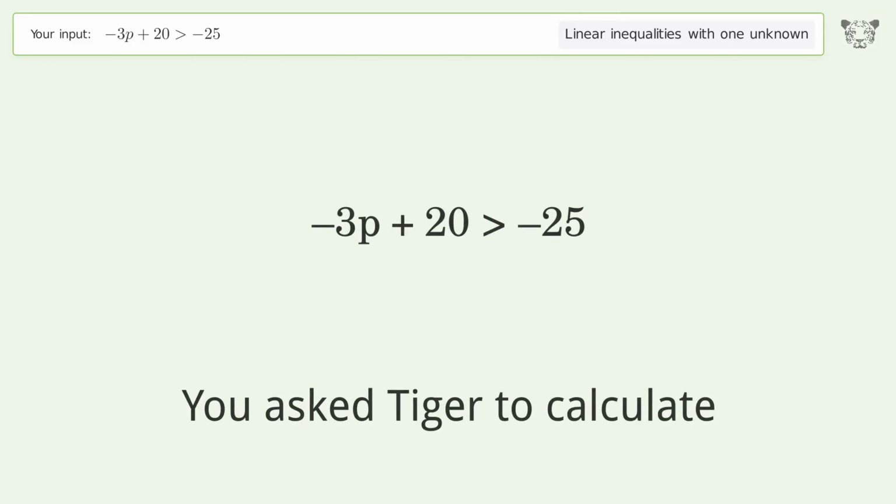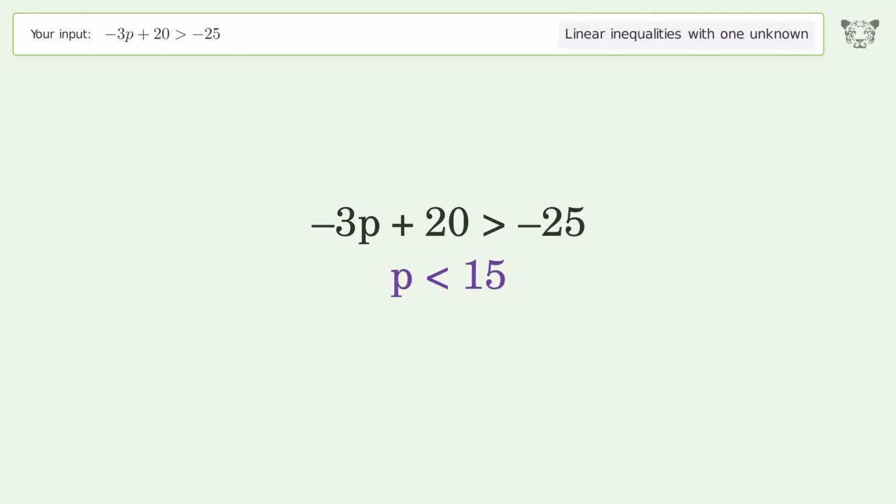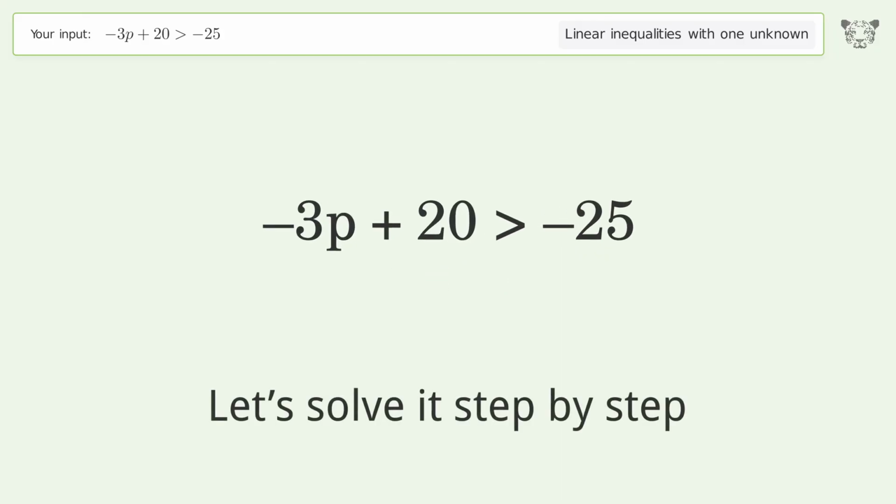You ask Tiger to calculate. This deals with linear inequalities with one unknown. The final result is p smaller than 15. Let's solve it step by step.